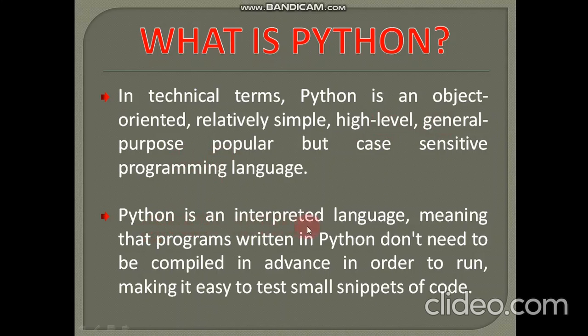Python is an interpreted language, meaning that programs written in Python do not need to be compiled in advance in order to run, which makes it easy to test small snippets of code. What I have said, Python is an interpreted language, which means the interpreter will not move to the next line unless and until the previous line which the interpreter was checking becomes correct.